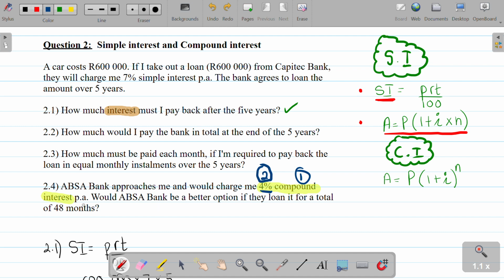And then the other thing is that the duration of the loan is shorter. It is 48 months, which I'll show us how to calculate into years. So it's not 5 years anymore. It's going to be different. So there are three different factors that are playing a role in my new calculation.